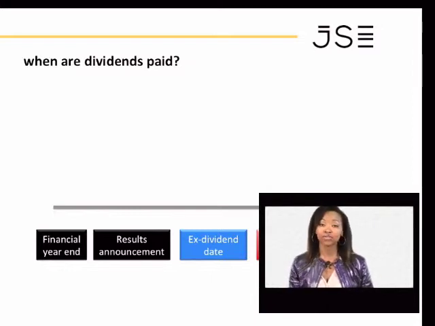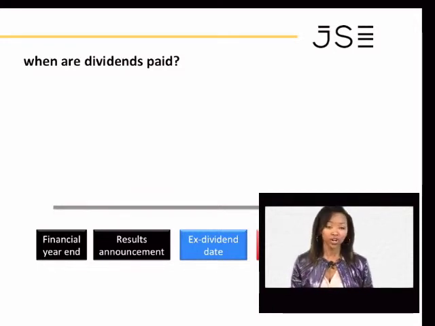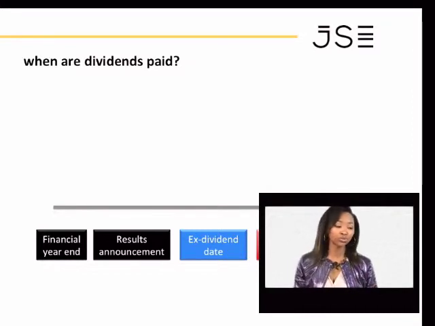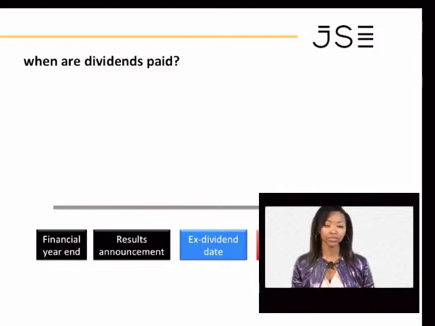And they would have a results announcement. That's the date on which they announce their year-end results, basically how the company has performed during that particular financial year. And then you've got the ex-dividend date. How does that relate to the results announcement? If you buy a share that pays dividends, as a shareholder, you're entitled to earn a dividend, right?